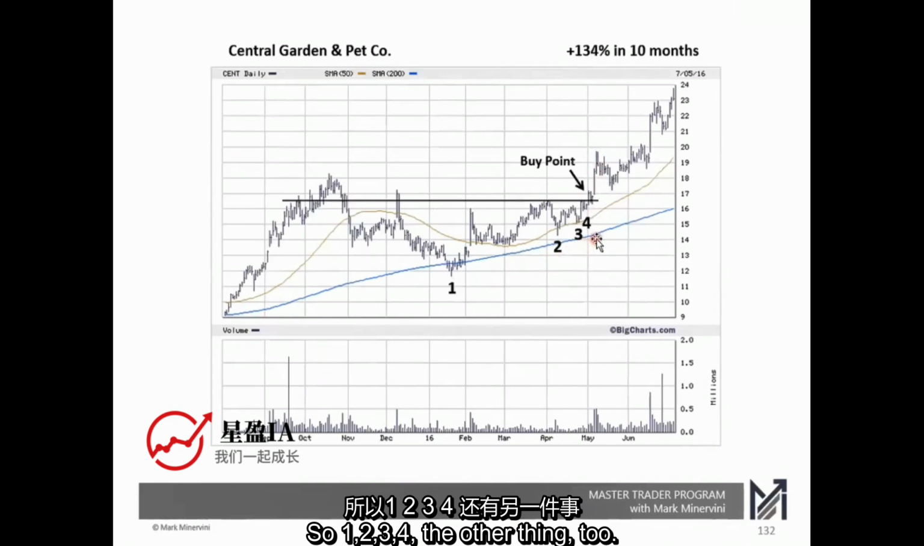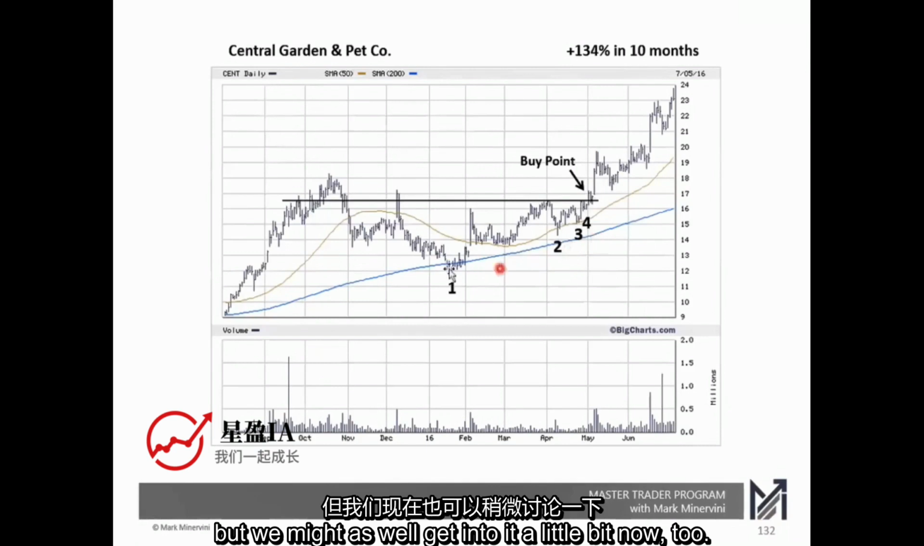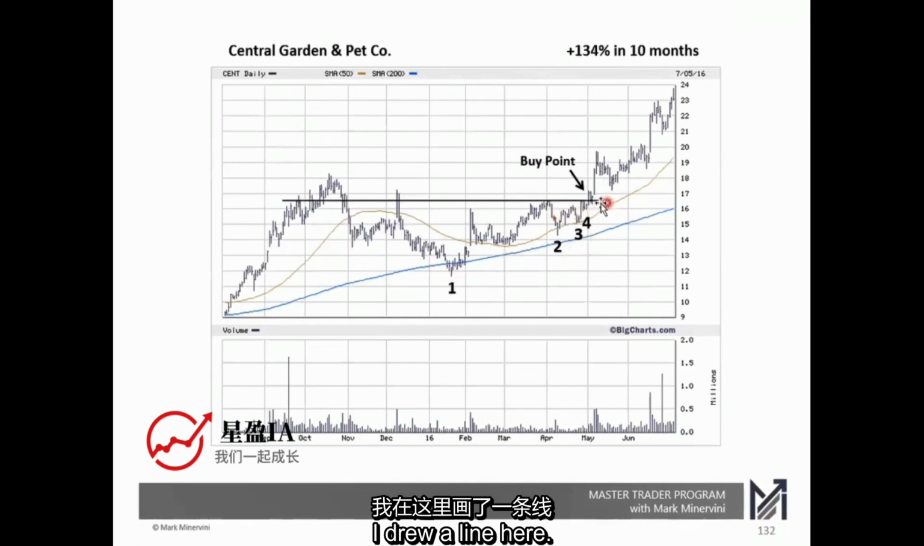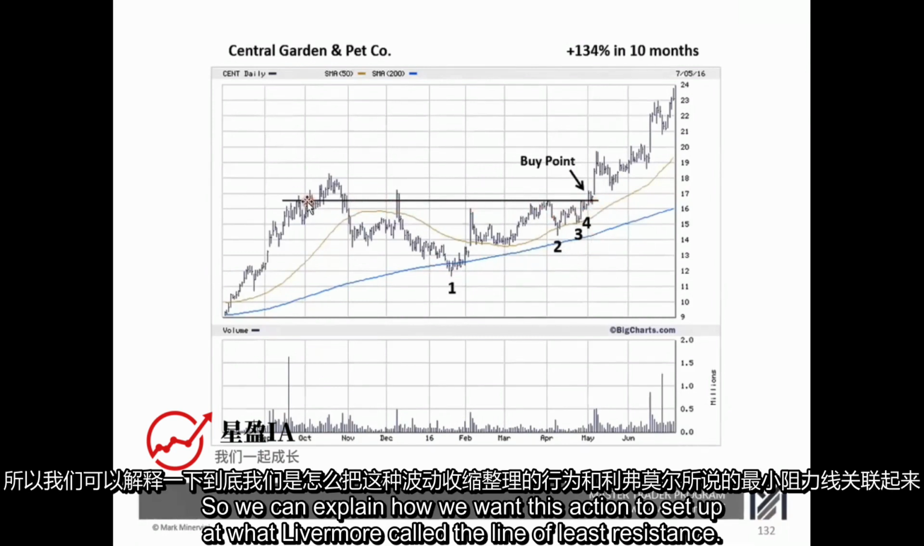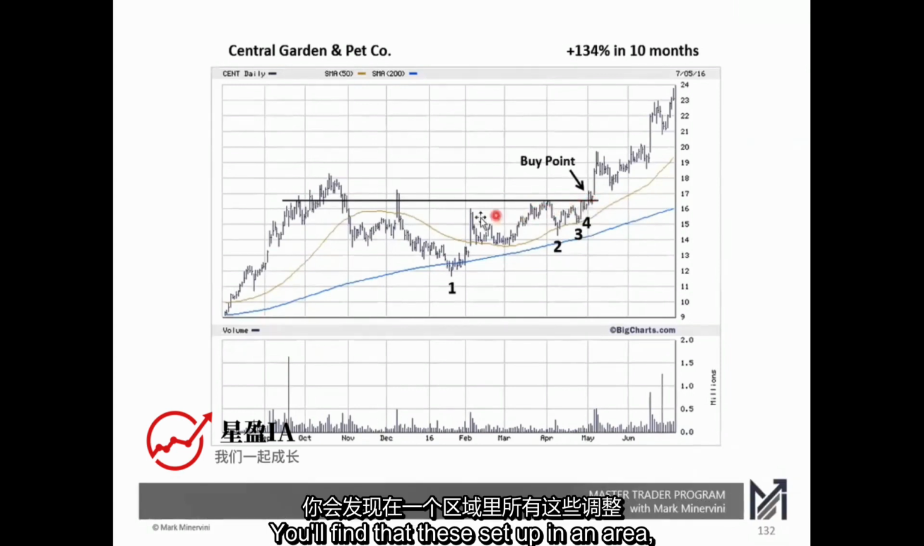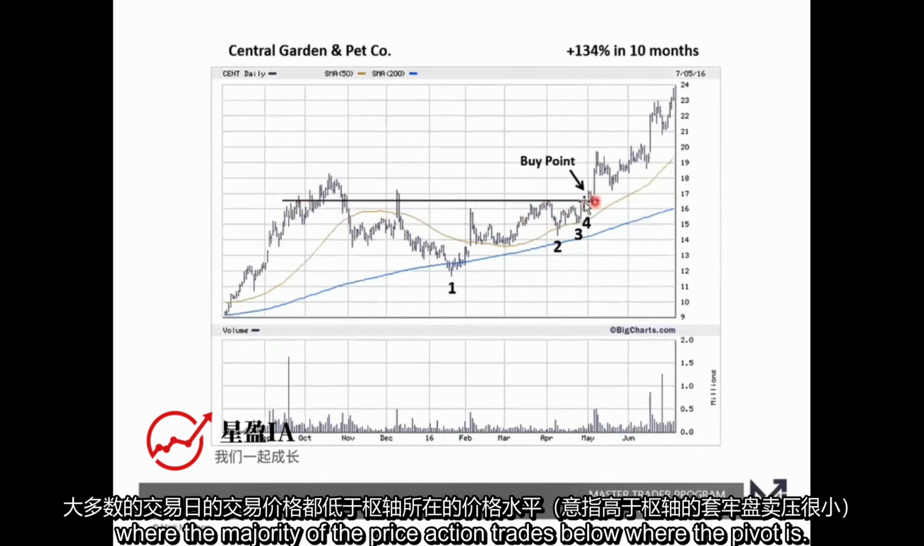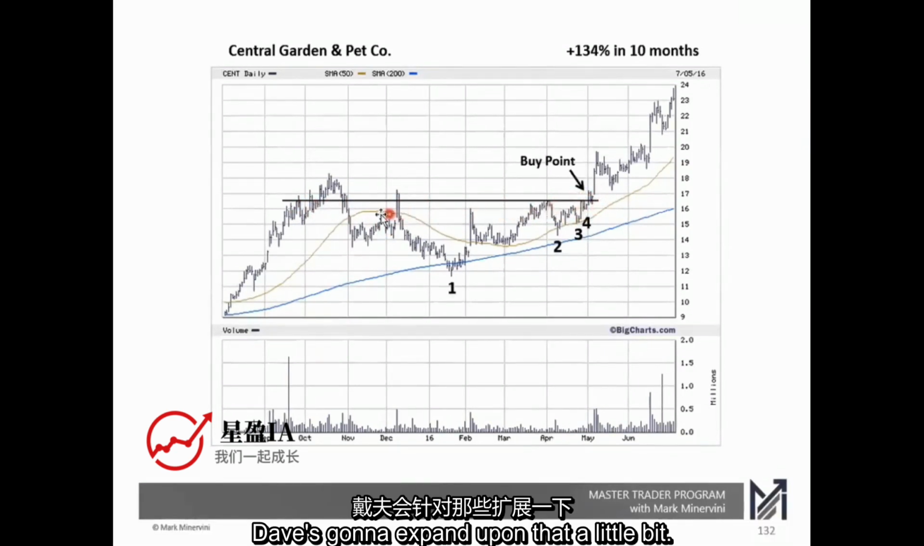The other thing too, and Dave, we talk about this. We're going to definitely talk about this later, but we might as well get into it a little bit now too. I drew a line here, so we can explain how we want this action to set up at what Livermore called the line of least resistance. And you'll find that these set up in an area where the majority of the price action trades below where the pivot is. And Dave's going to expound upon that a little bit.